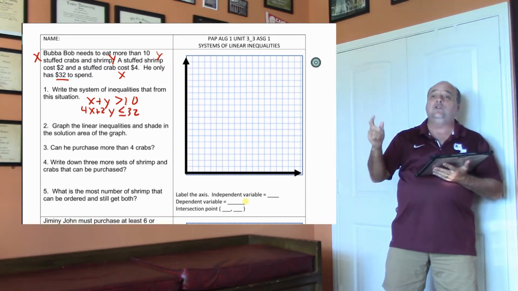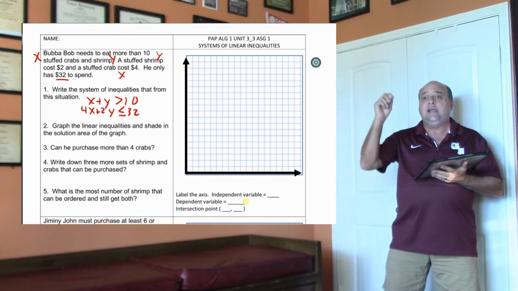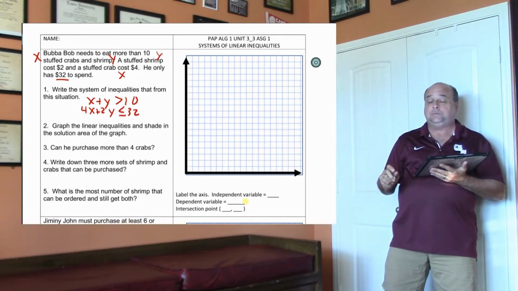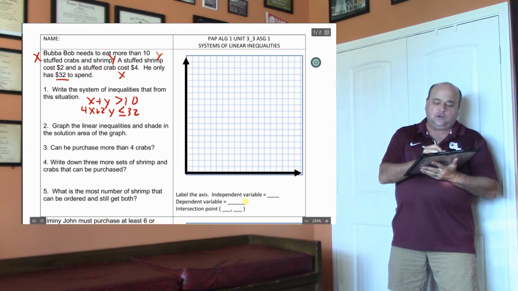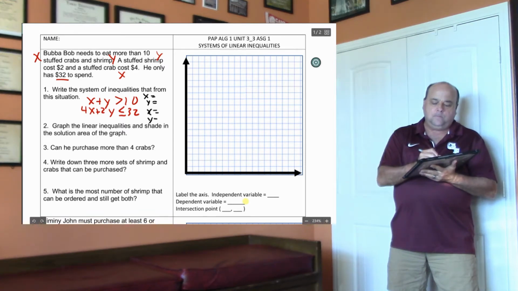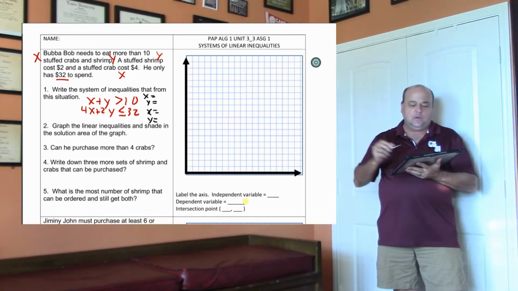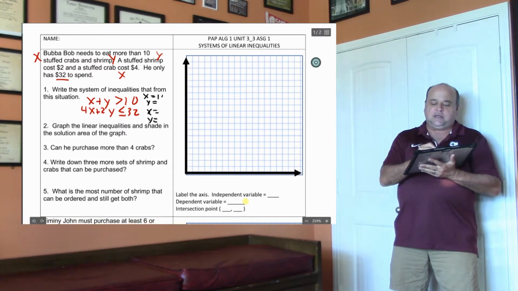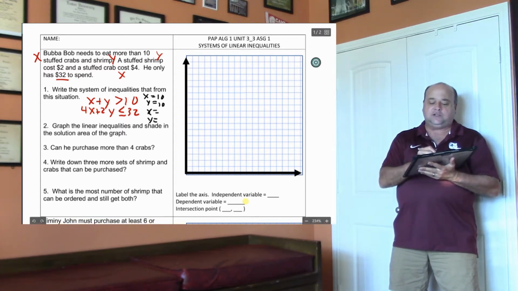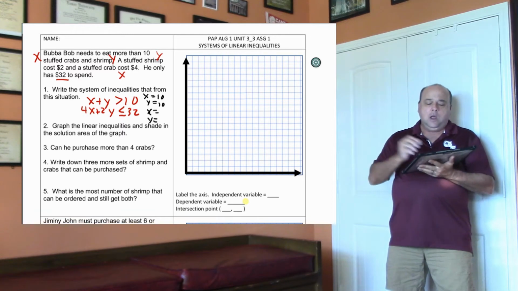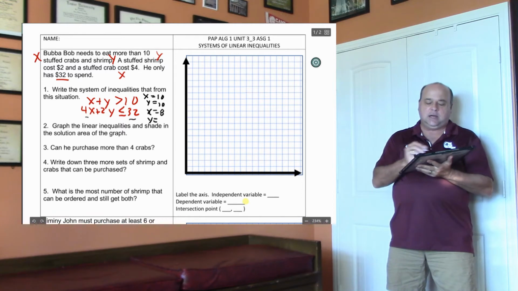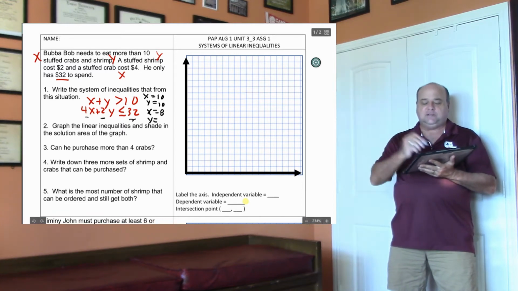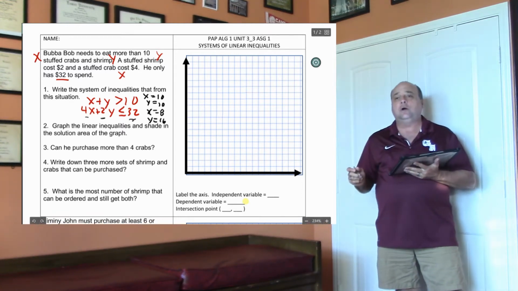The easiest way to do this is to find the X and Y-intercepts. So to the right of our system, put X equal, Y equal on both of them. On the first one, the X-intercept would be 10, since 10 divided by 1 is 10, and the Y-intercept would be 10. On the next one, 32 divided by 4 is 8, so the X-intercept is 8. 32 divided by 2 would be 16. So these are our intercepts.